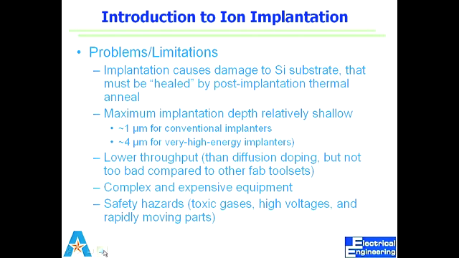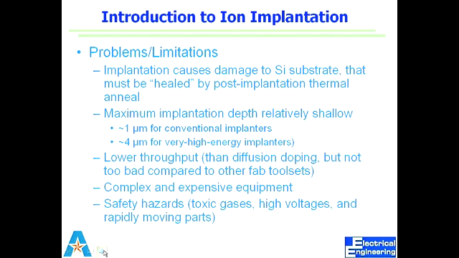And it has lower throughput than diffusion, but it's not too bad compared to what other things that we do. The simple reason is that we have to do an annealing process after implantation. Implantation itself is a fast process, but then again we have to expose it to high temperature, which reduces throughput.